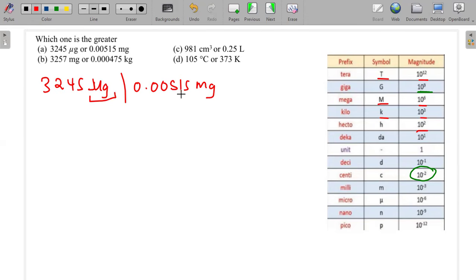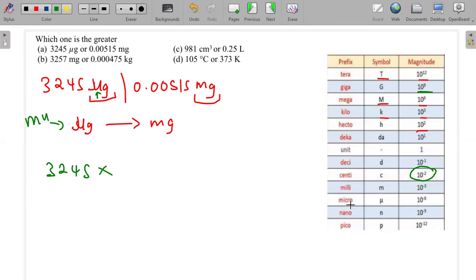So what we need to do is convert one of them to the other. Okay, so let's convert the micrograms. We convert it to the milligrams. Okay, so meaning that I'll just get this same number. So 3,245 multiplied by, what's the value of the micro? So this symbol here, it's like a U, but it's not a U. It's actually called mu. Okay.